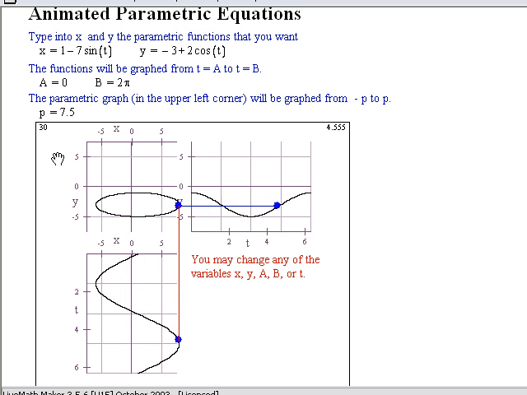All right, let's stop here and switch over to the algebraic side and do some eliminating of the parameter on this.